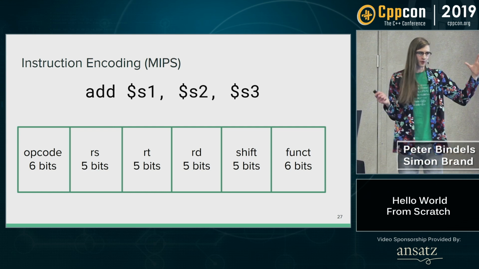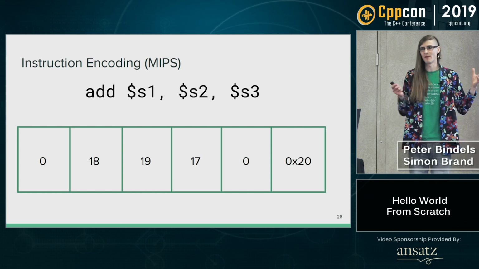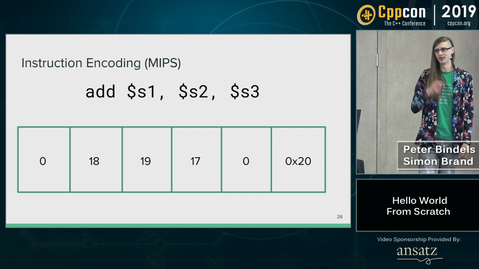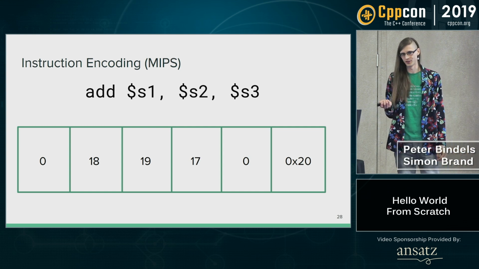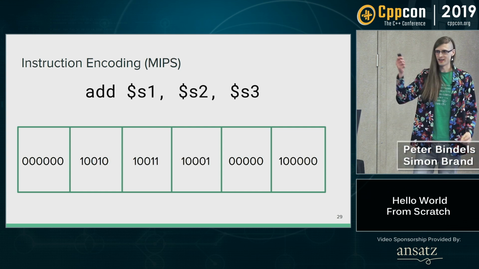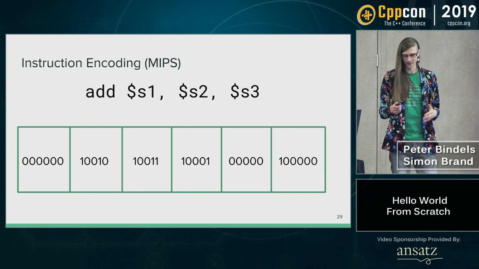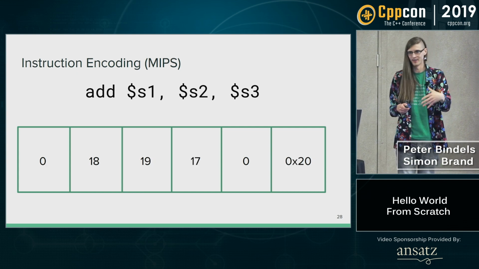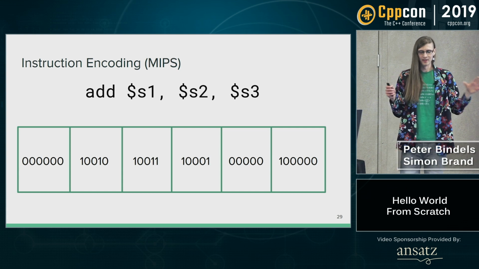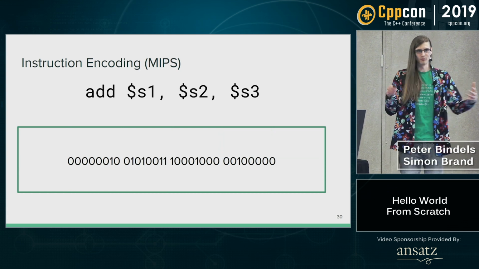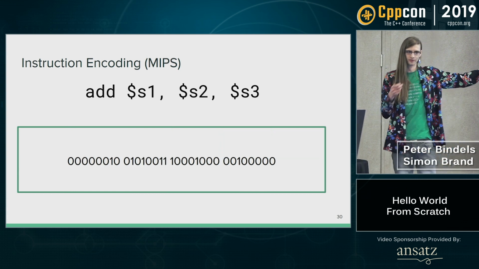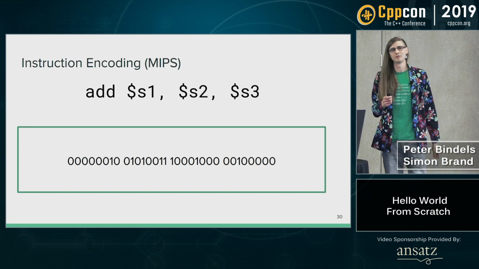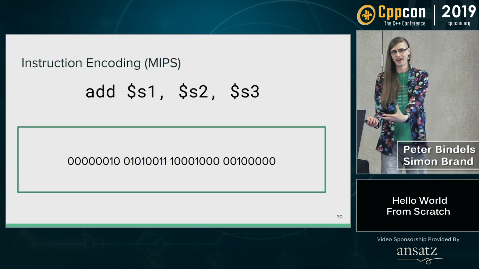It just so happens that these are the magic numbers which make up the add instruction with these particular registers. And if we encode these in binary, this is just taking these numbers and translating them to binary. This is not any magic. And then if we make it look a bit more binary-ish, this is an instruction. This is the binary encoding of that MIPS instruction, and that could now be executed.